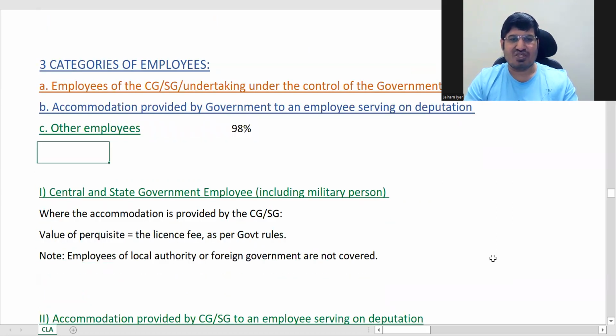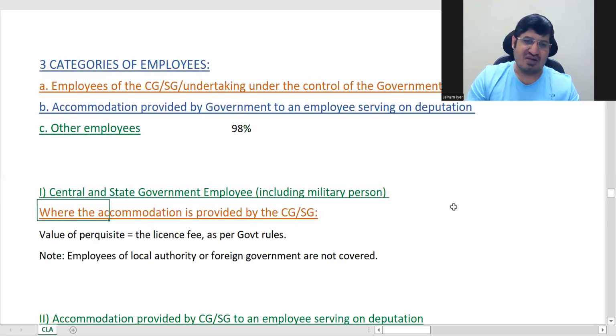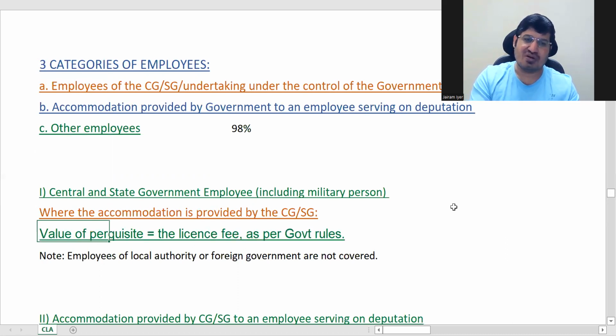So let us take the first one. Central and state government employee, including military person or undertaking under the control of government. So this is the first one. If accommodation is provided by them, then what will happen? Value of perquisite will be the license fee as per government rules.